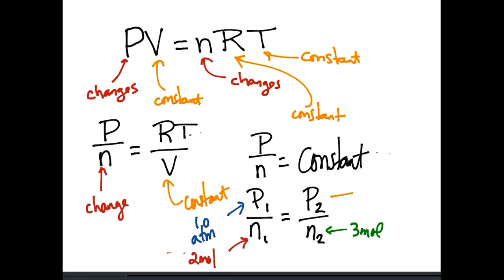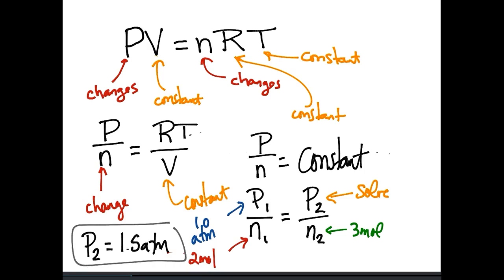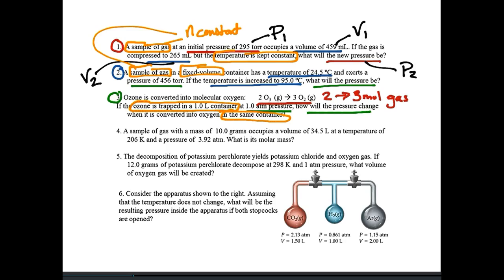Now if we plug in numbers here, we have 1 atmosphere pressure in the numerator on the left. We're solving for the numerator on the right. We have 2 moles of gas on the left and 3 moles of gas in the denominator on the right. So we're going to solve for P2, and you get that P2 is 1.5 atmospheres with 2 sig figs, because the original number given was 1.0, which has 2 sig figs.